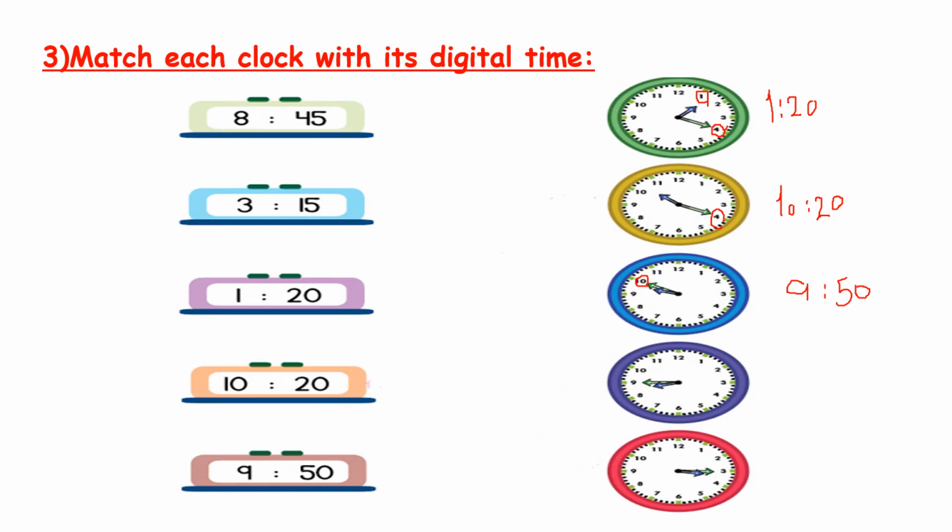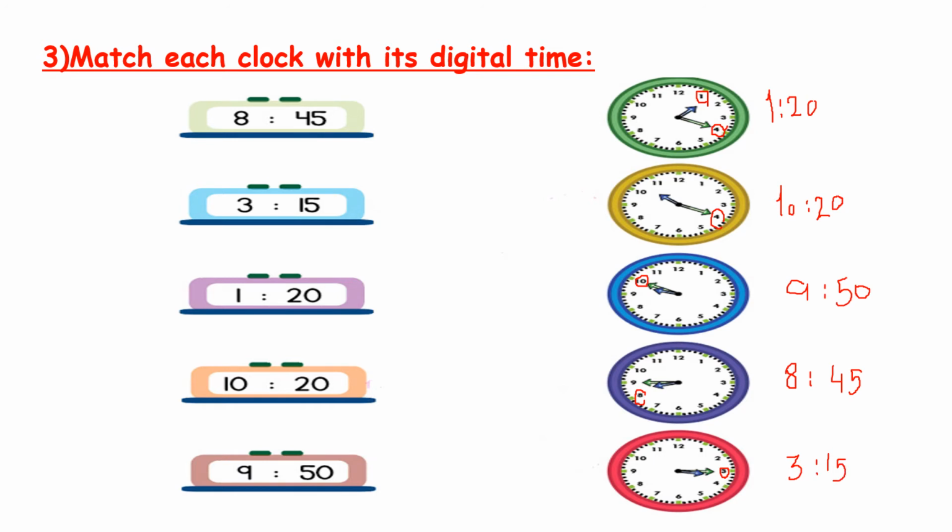Here the short hand at 8 and the long hand at 9. When the long hand is at 9, it's 45 minutes. And here the short hand is at 3 and the long hand at 3. When the long hand is at 3, it's 15 minutes.